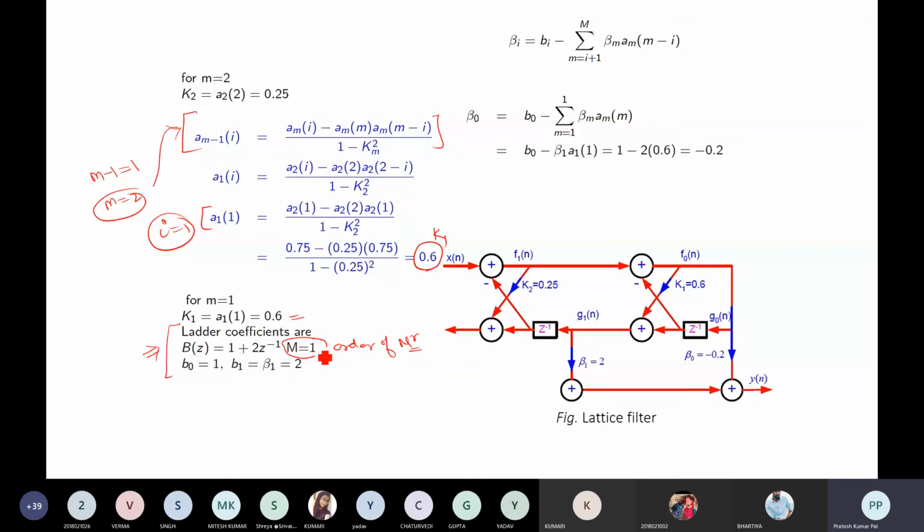If the order is 1, then when we find the coefficients, b0 will be equal to the coefficient of 1. What is the coefficient of 1? That is 1. So b0 is equal to 1. b1 will be the coefficient of z^-1, that is b1 is equal to 2.